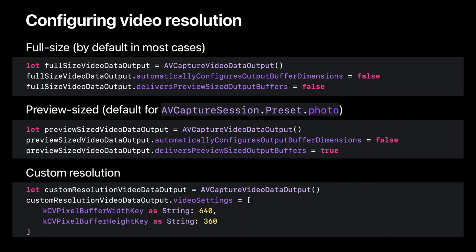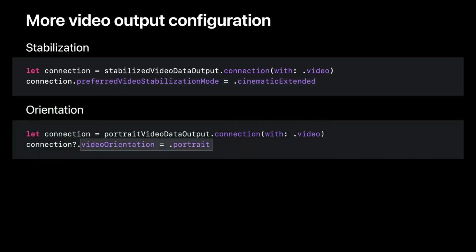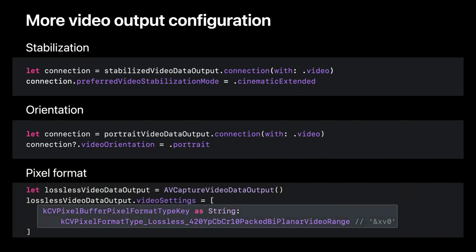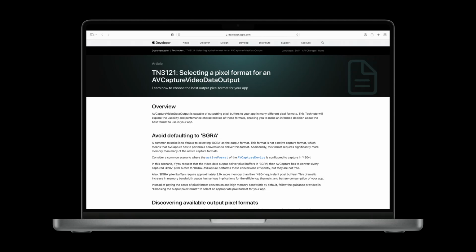To request a custom resolution, specify the width and height in the output's video settings dictionary. The aspect ratio of the width and height must match the aspect ratio of the source device's active format. There are more ways to configure your video data output. To apply stabilization, set the preferred stabilization to a mode like Cinematic Extended, which produces videos that are great to watch. You can change the orientation to receive buffers that are portrait. And you can specify the pixel format to receive 10-bit lossless YUV buffers. For more information on selecting pixel formats for an AV Capture video data output, see TechNote 3121.